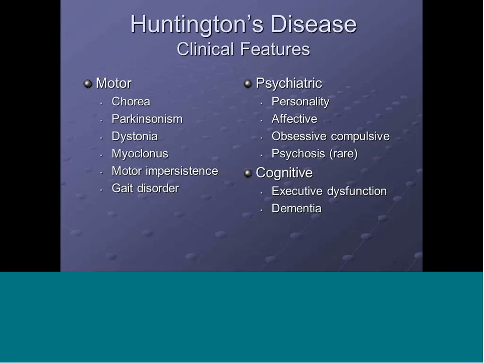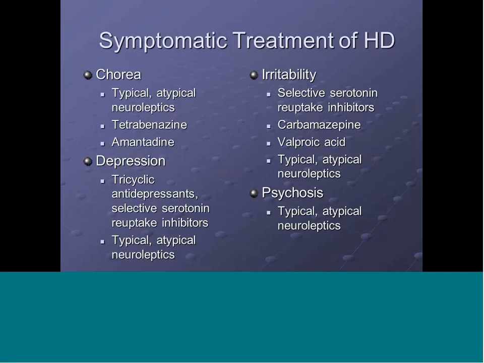As far as psychiatric symptoms, they usually precede the onset of motor symptoms, and they include severe depression, paranoid behavior, personality disorders, and obsessive compulsive behavior, with psychosis which can be seen later on. And then later in the condition, patients develop dementia or executive dysfunction as well.